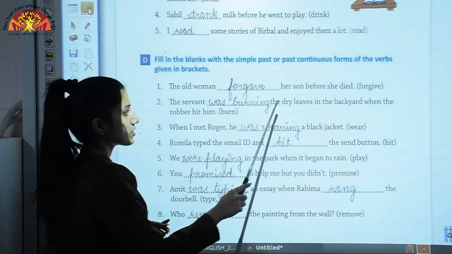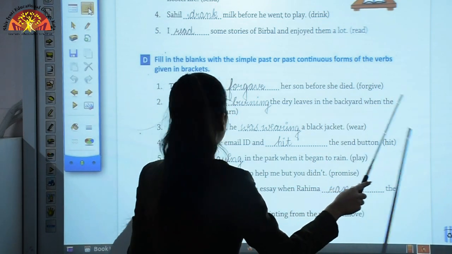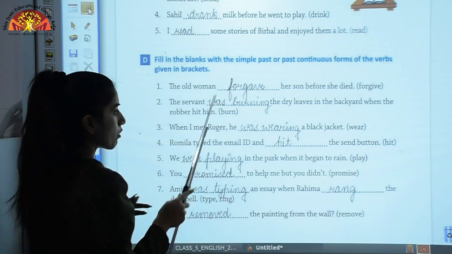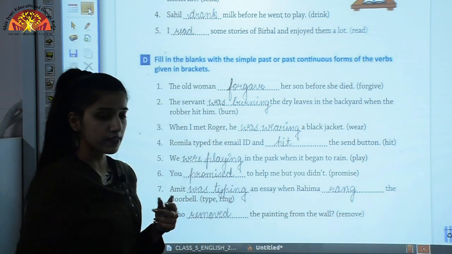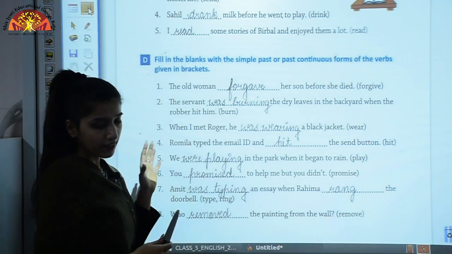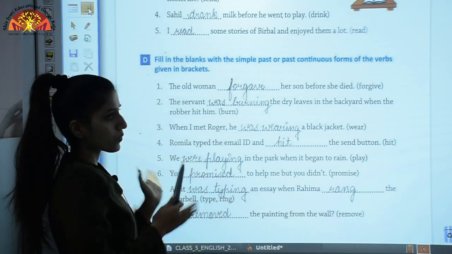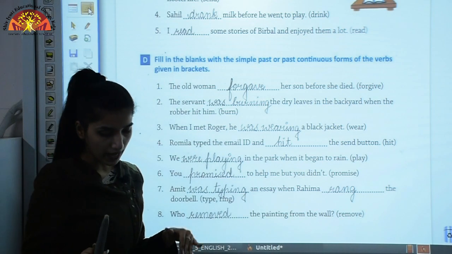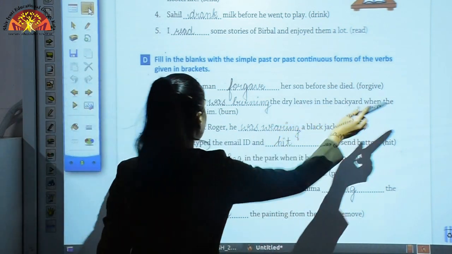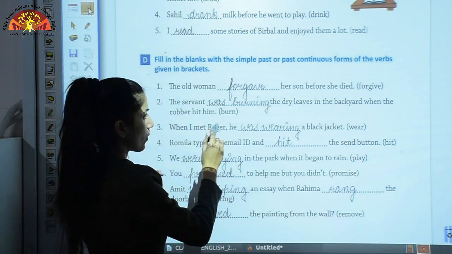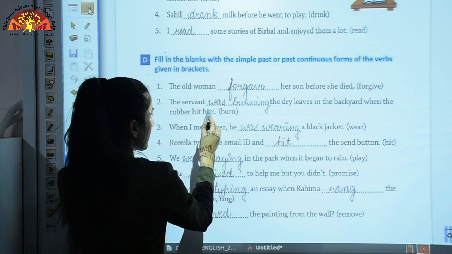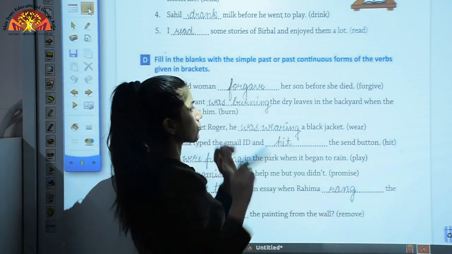The servant burnt the dry leaves in the backyard when the robber hit him. The verb which is given to us is burn. I have told you that the past continuous tense indicates an action that was in progress when another action took place. So when the robber hit him, what action was progressing? That was the servant was burning the dry leaves.